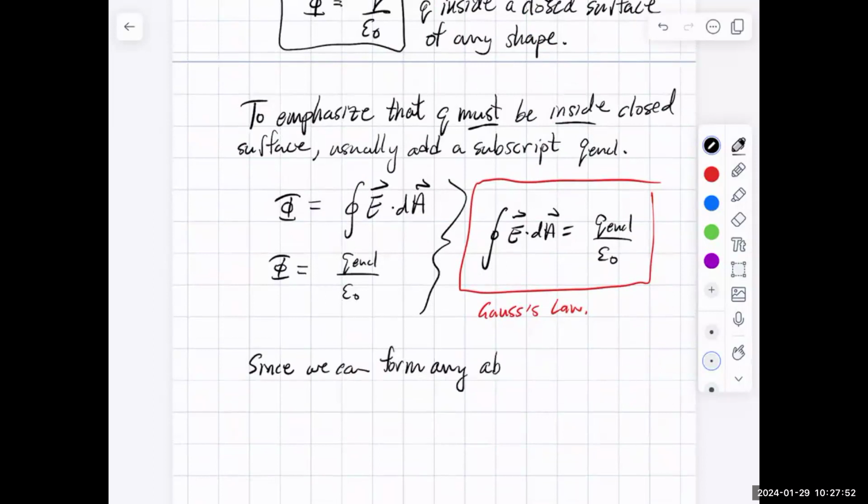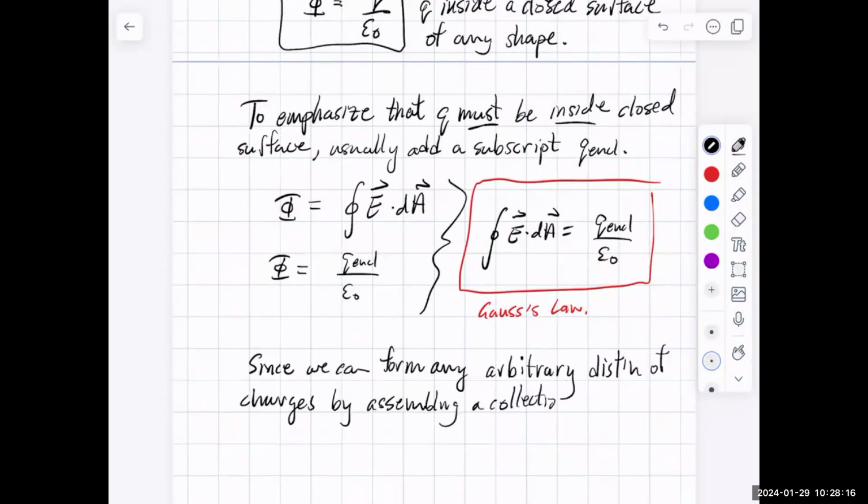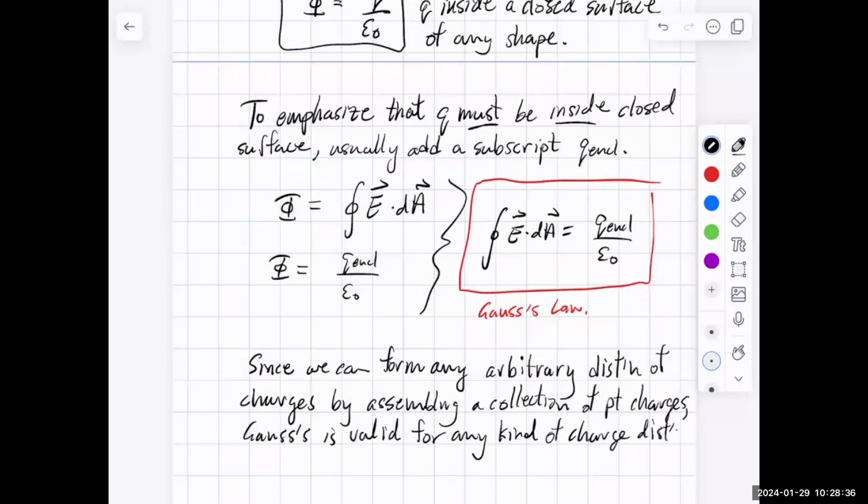So since we can form any arbitrary distribution of charges by assembling a collection of point charges, Gauss's law is valid for any kind of charge distribution, not just point charges.